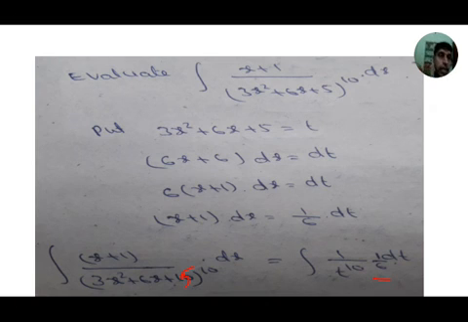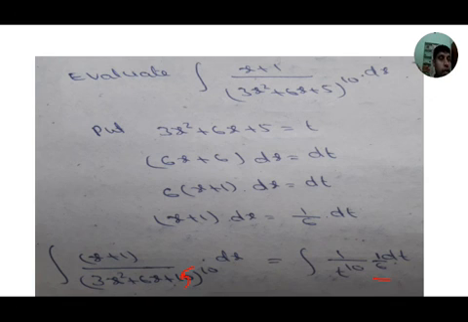Here we are taking t equal to 3x square plus 6x plus 5 and differentiating, we get 6x plus 6 dx equal to dt, because 3x square derivative is 6x and 6x derivative is 6, 5 derivative is 0. 6 is common, and x plus 1 dx equal to 1 by 6 into dt, and substituting in the integral we get x plus 1 into dx value is 1 by 6 dt, and 1 by 3x square plus 6x plus 5 all to the power of 10 value is 1 by t to the power of 10.